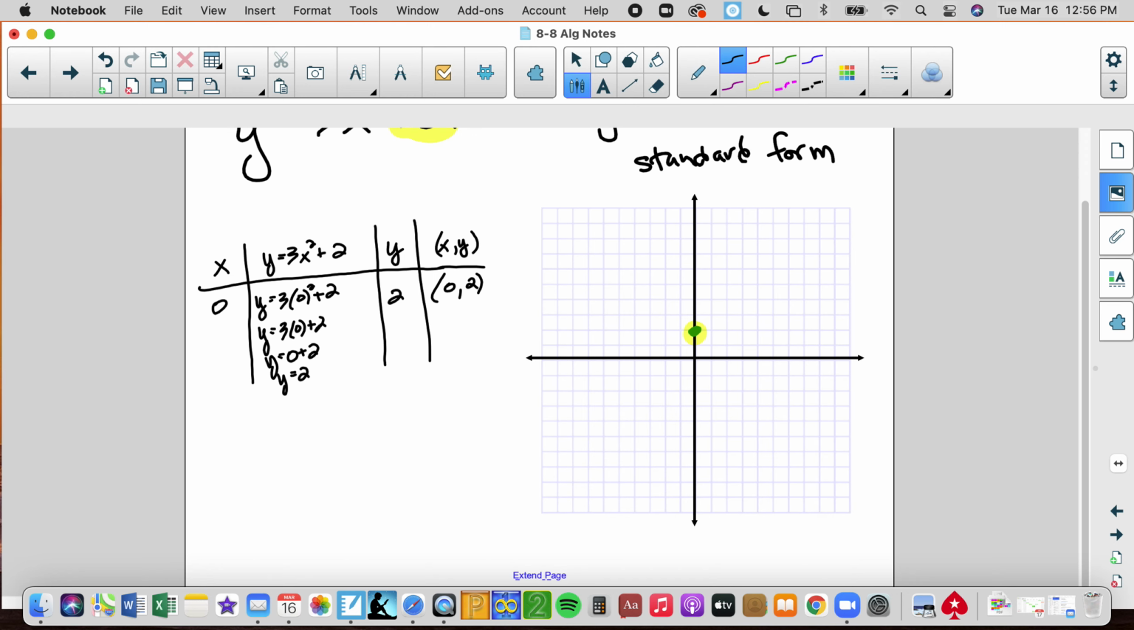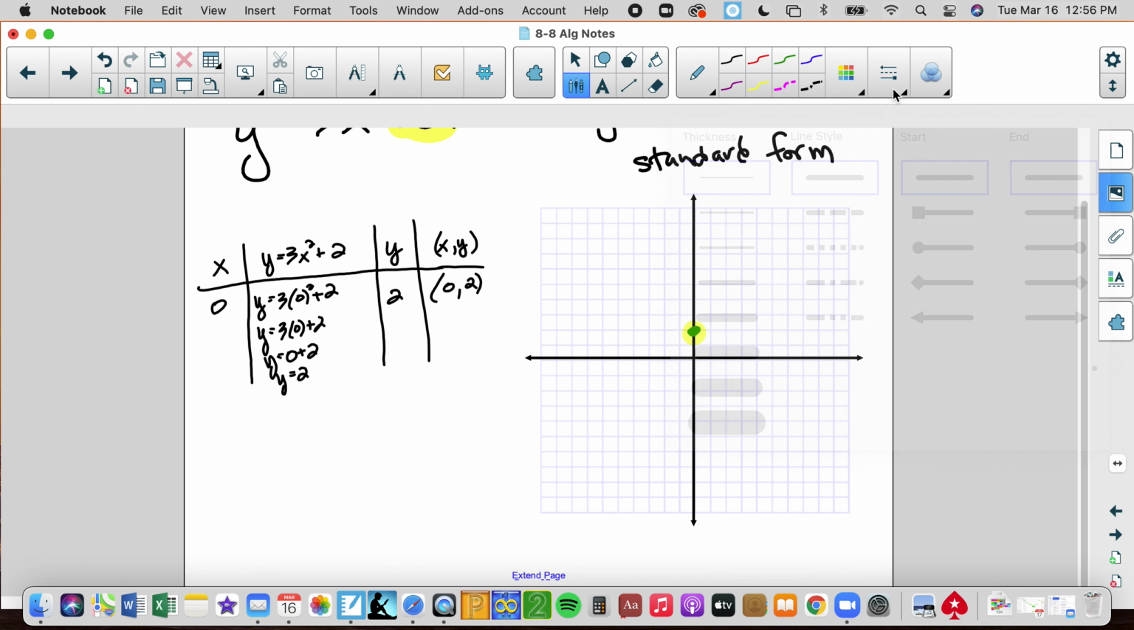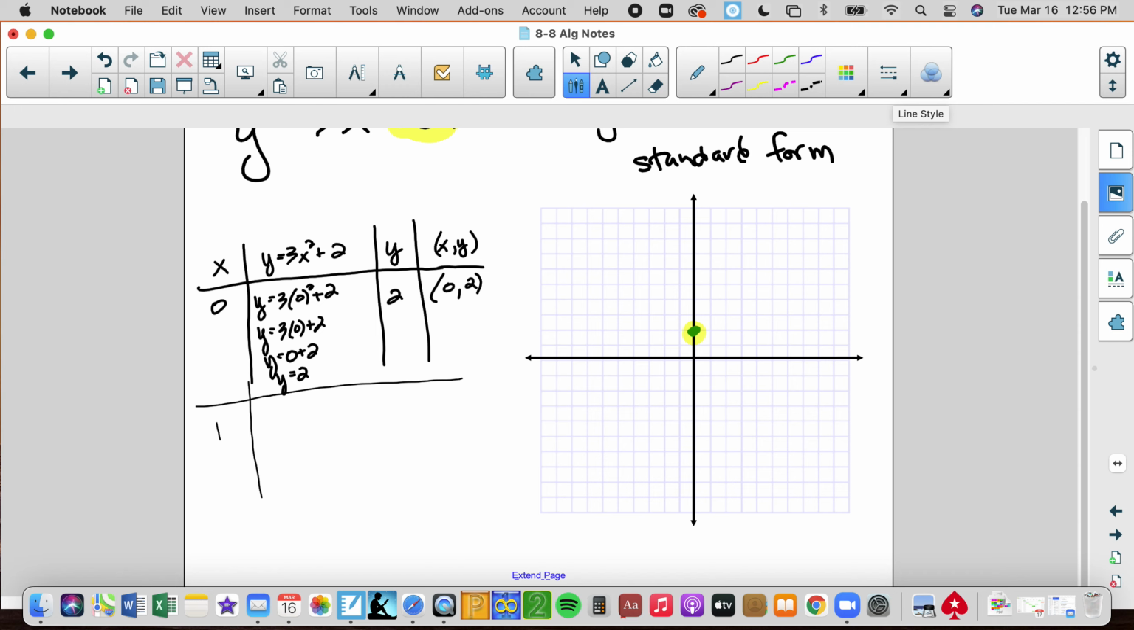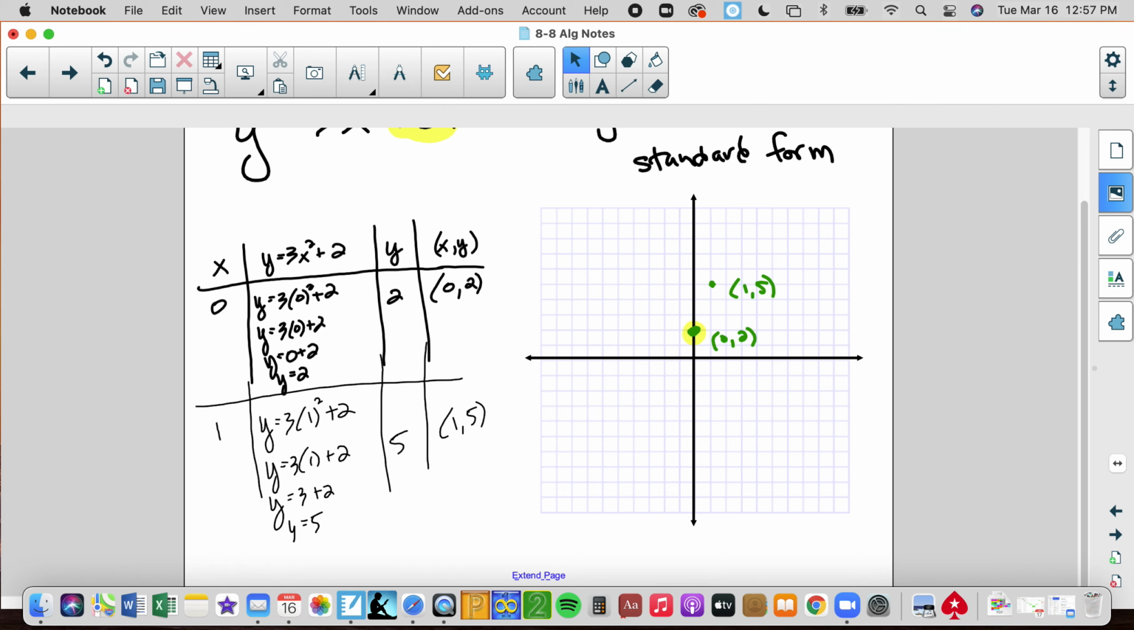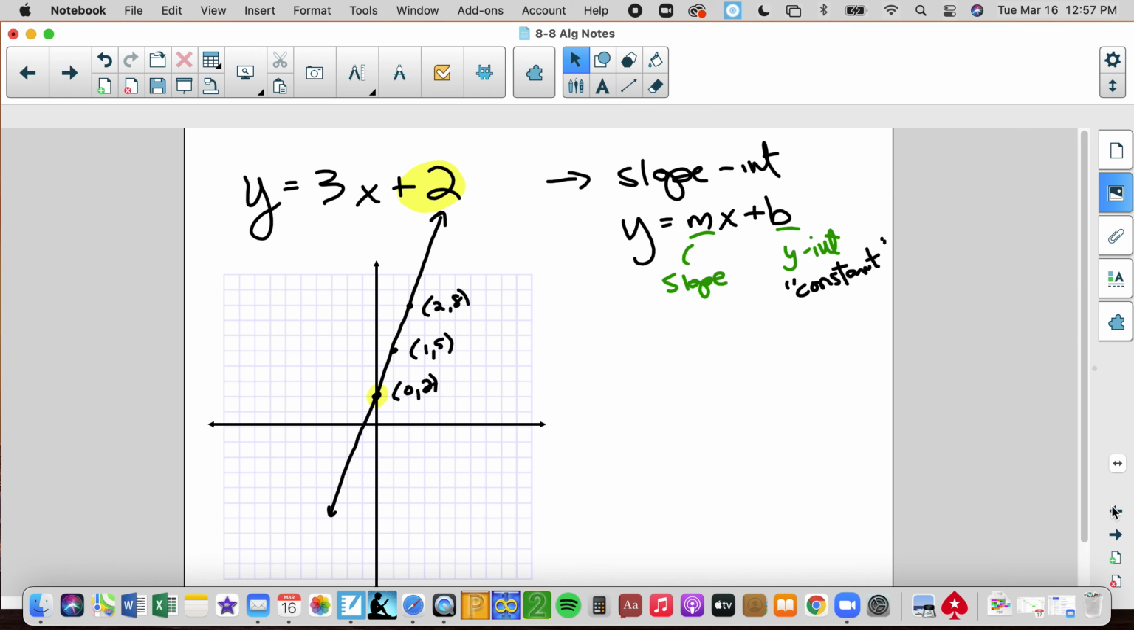The next point that we would want to choose is 1. 1 is another good x value, the next easiest value to plug in. 3 times 1 squared plus 2. Again, we square 1, which is 1, before we multiply by 3. 3 times 1 is 3, plus 2 is 5. So this is the point (0, 2) and this is the point (1, 5). Do you think that this graph is going to be the same as that graph?